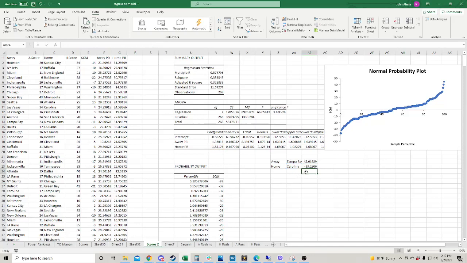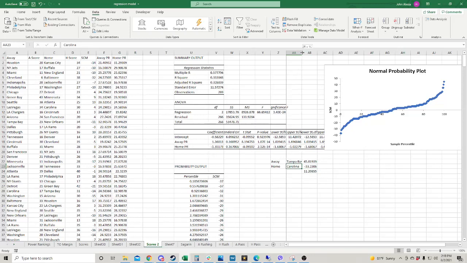I would then take the difference or add these two up. So if I did the sum of these two, I would then need to add in my intercept, because that's going to be the home field advantage. And what this is saying is Tampa Bay is 11.2 points better on the road than Carolina based on this model.